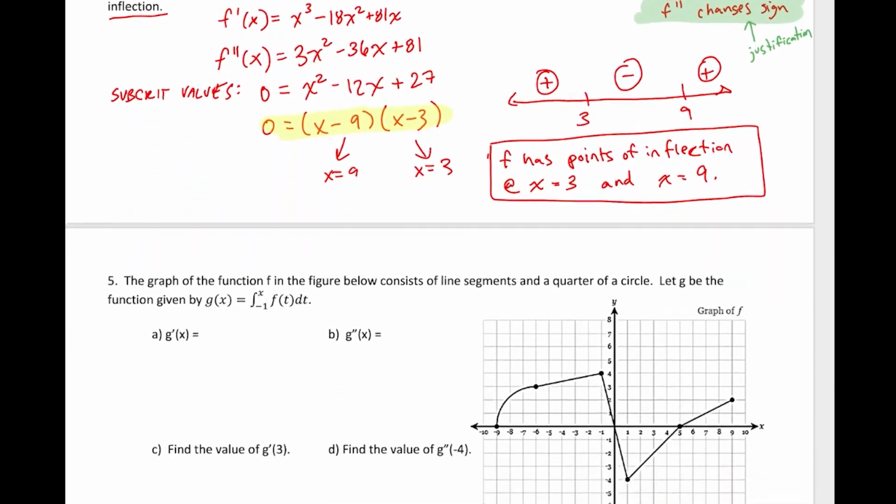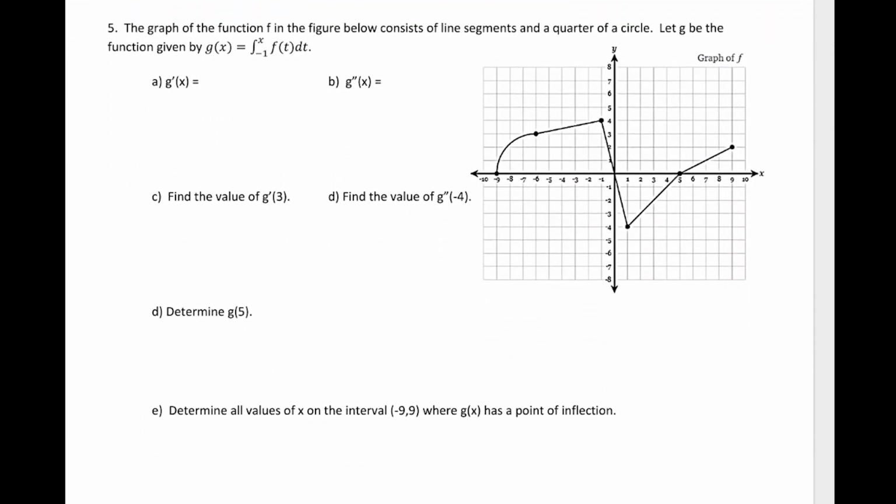Okay, let's look at number 5. It says the graph of function f in the figure below consists of line segments and a quarter of a circle. So it looks like that quarter of a circle you can see is that first piece right here. That's the quarter circle. And then all the rest of them are going to be straight line segments. Part A wants the derivative of g.